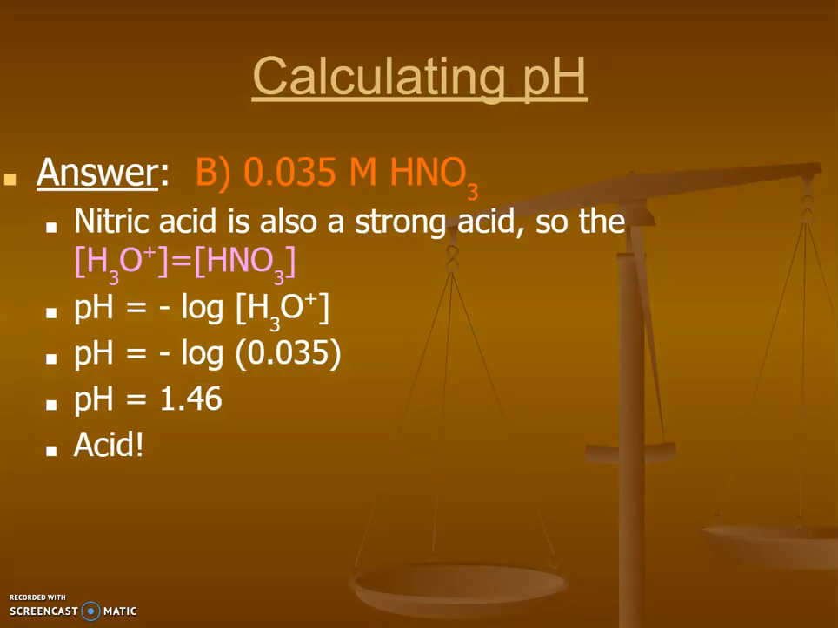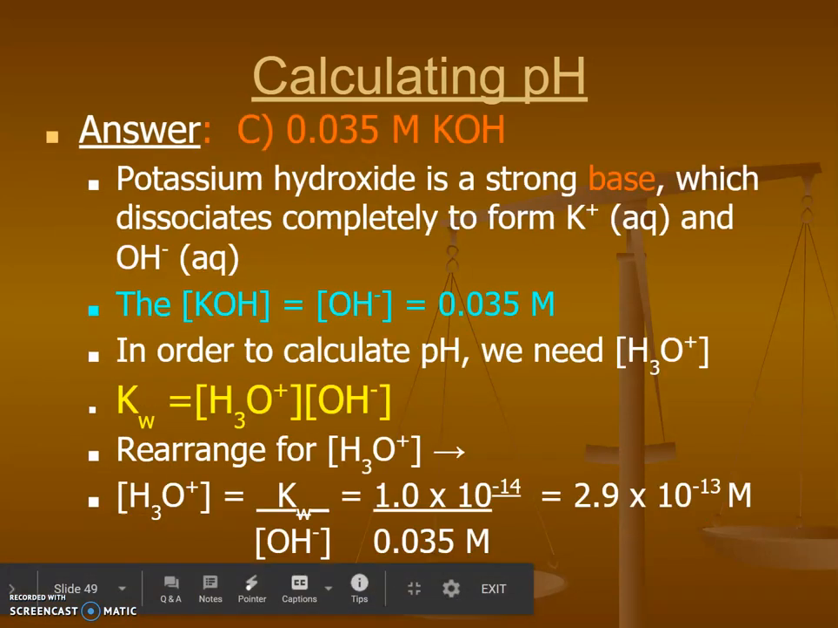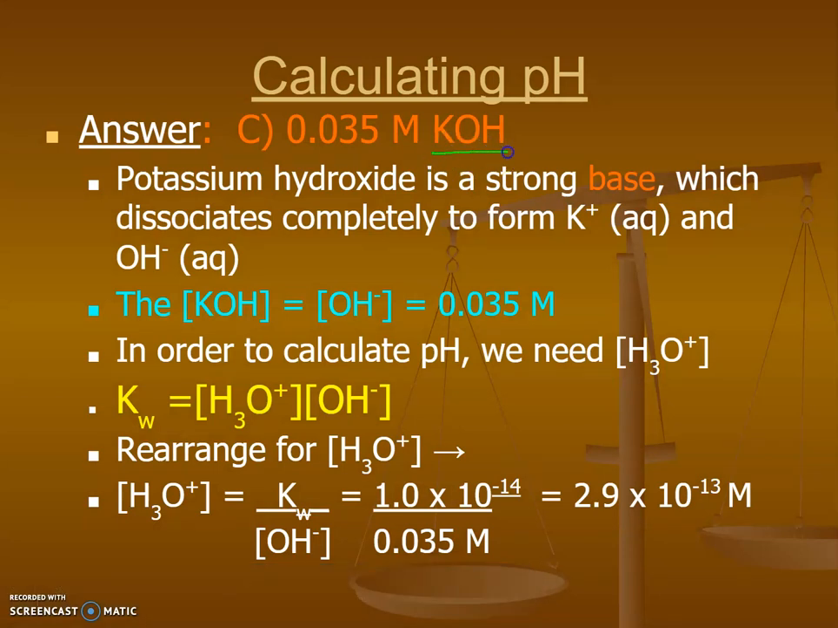All right, so if you're still with me, now look at option C, 0.035 molar KOH. KOH is a strong base, so the concentration of the KOH will be the concentration of the hydroxides, not hydronium ions. So we need to be extra careful with this. In order to calculate the pH, we need the hydronium ion concentration. So remember that KW expression we went over? We rearrange that. We have to get H3O plus by itself.